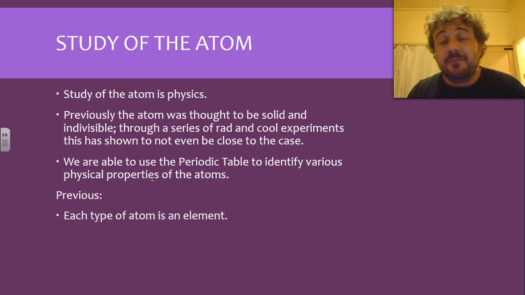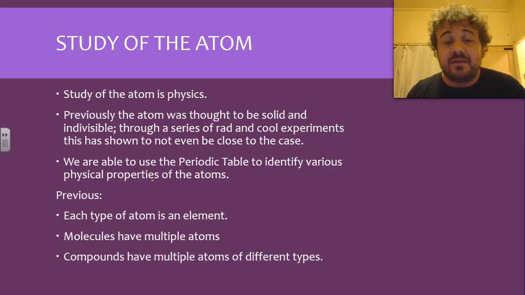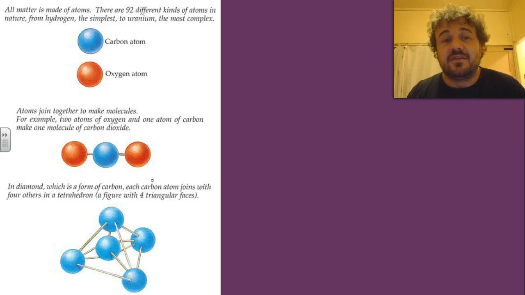Alright, so you should already know that every atom is an element, so each different type of atom is an element. Molecules have multiple atoms, okay? And compounds have multiple types of atoms. So, alright, here we've got a carbon atom, oxygen atom. They're elements, they're separate. There's 92 of those that exist in nature.